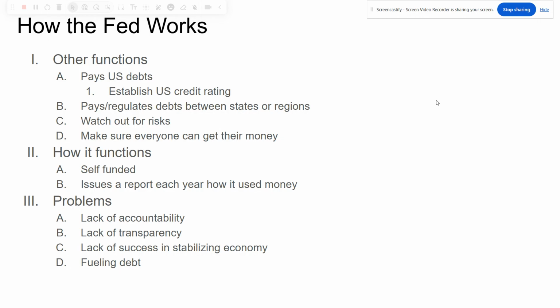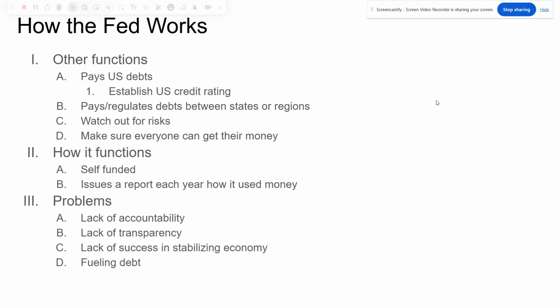The Fed also regulates debts between states. So like if Illinois owes Wisconsin money or vice versa, the Federal Reserve Bank of Chicago would oversee those payments between the two states. The Fed watches out for risks in the economy.